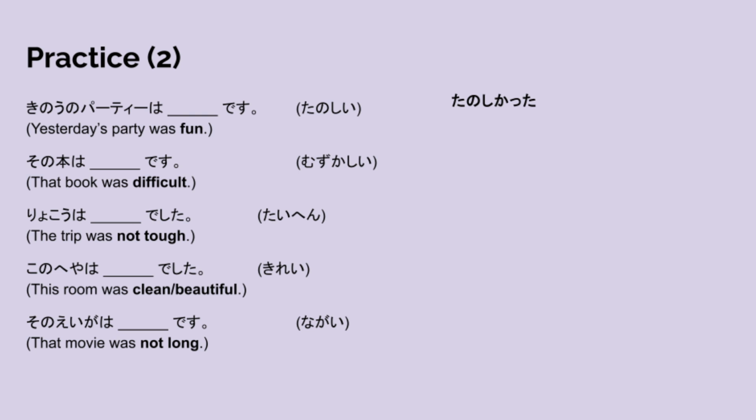Same thing here. Sono hon wa blank desu. That book was difficult. Positive past. Muzukashii. Same thing, i-adjective. Drop the i and add katta in there. So, muzukashikatta. That's how you say it slowly. Just a little tip, to make it flow more, you just say shikatta. So, muzukashikatta, to make it sound more natural.